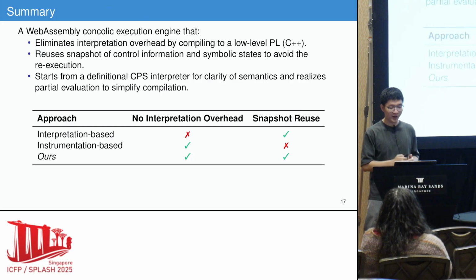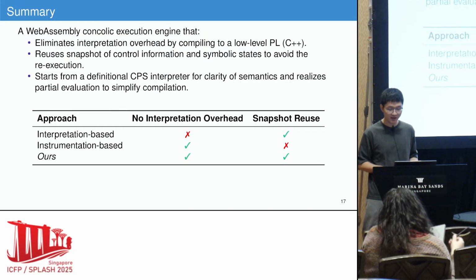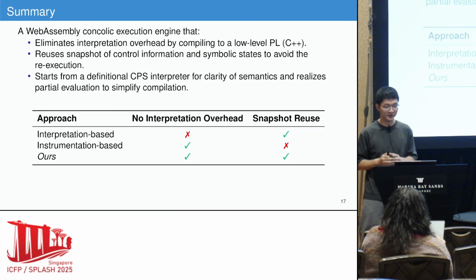To summarize, we have presented a WebAssembly Concolic execution engine that eliminates interpretation overhead by compilation to C++, and it avoids the re-execution via snapshot reuse. We built our compiler starting from a definitional CPS interpreter and realized partial evaluation to simplify the compilation. To the best of our knowledge, our tool is the first Concolic execution engine that can achieve both no interpretation overhead and snapshot reuse optimization.